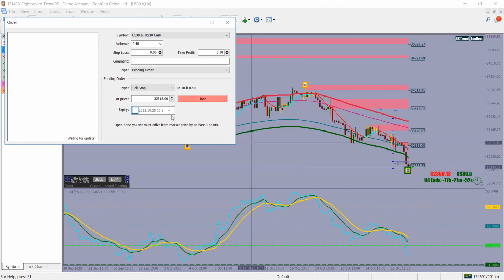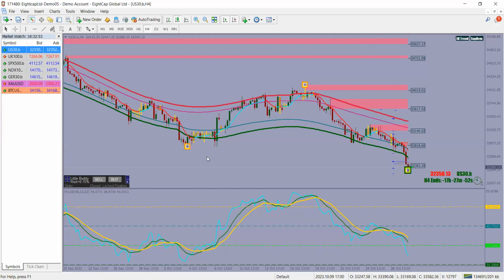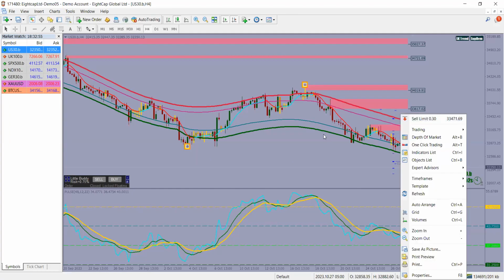All right. Some other ways that you can execute these orders a little bit faster and more efficiently is that you can right click anywhere on your screen in MT4 or MT5.